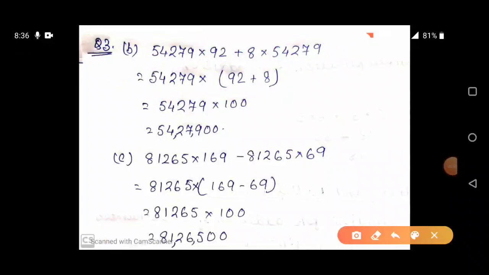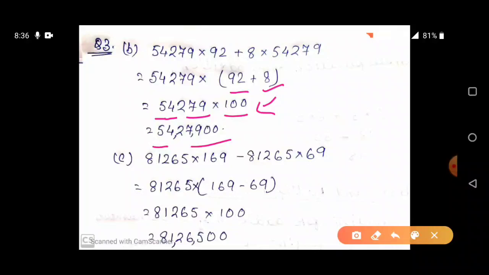Now if we add 92 and 8, we will get 100. 54,279 into 100 is equal to 54,27,900. So this is the answer.